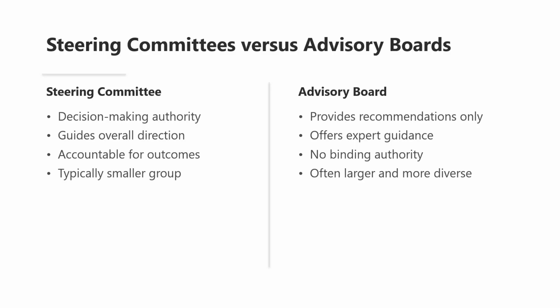Now, in contrast, an advisory board provides recommendations but does not have binding authority over decisions. Advisory boards offer expert guidance and community perspectives that inform the planning process. They are often larger and more diverse to capture a wide range of viewpoints. An advisory board for that same workplace wellness program might include nutritionists, fitness experts, employee representatives from different departments, and community health advocates.